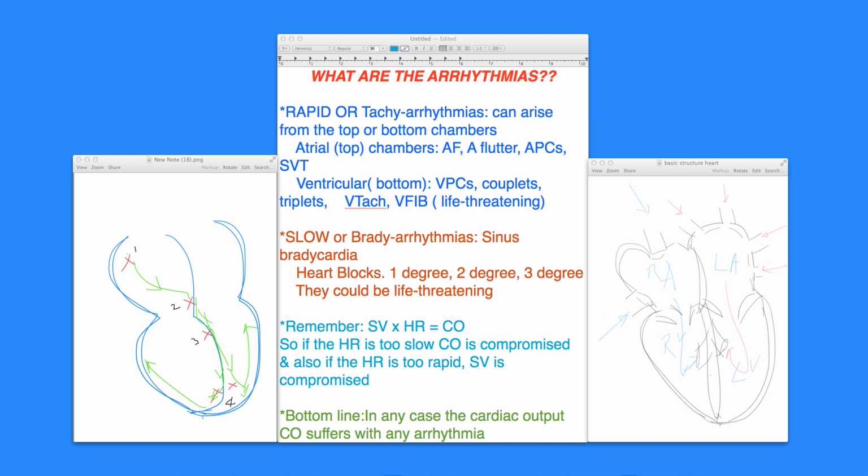Ventricular arrhythmias, on the other hand, arise from the bottom chambers, and they are premature beats. Those are called VPCs. They may occur in combinations of 2 or 3, so they are called couplets or triplets. And sometimes they persist beyond 3. They are called VTACs, and they can become non-sustained VTACs, meaning they can continue for a longer time. And ventricular fibrillation is life-threatening. That means death is just about to occur. So that's a life-threatening arrhythmia. These are very important arrhythmias that one sees, which are very rapid.